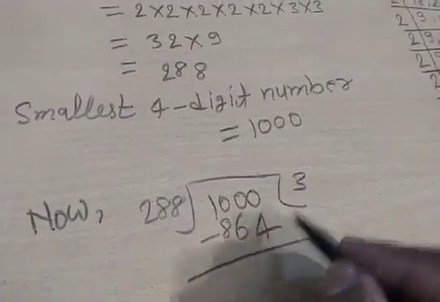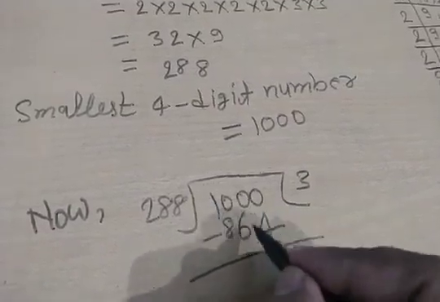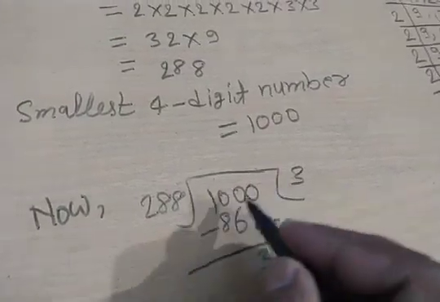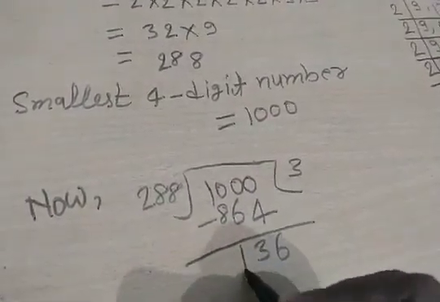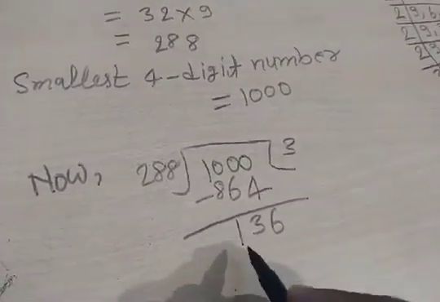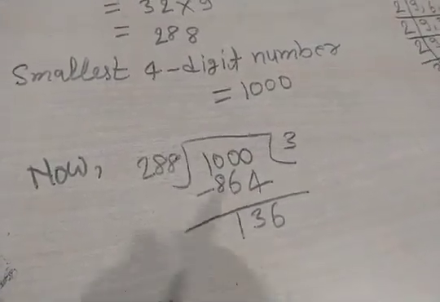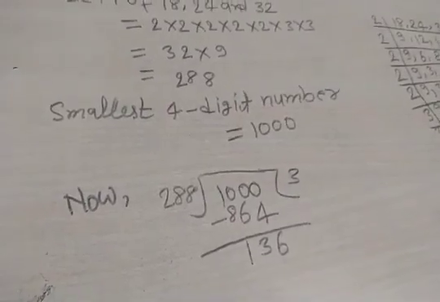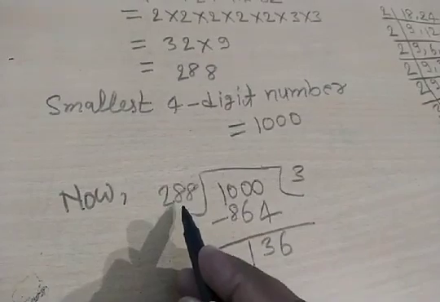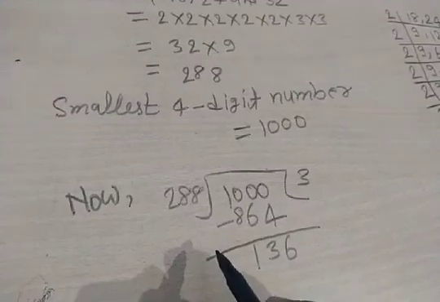Minus it. Here 10 minus 4 is 6. Here 9 minus 6 becomes 3, and here 9 minus it becomes 1. Okay, so we have done it, the remainder is 136. Now we write the required solution: here we subtract from the LCM, and the required number is obtained when we add it to 1000. Then this is our required number.